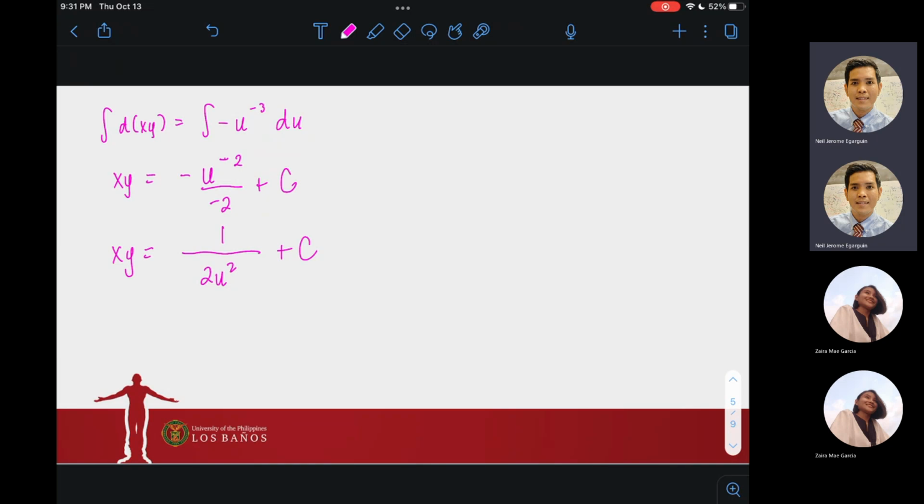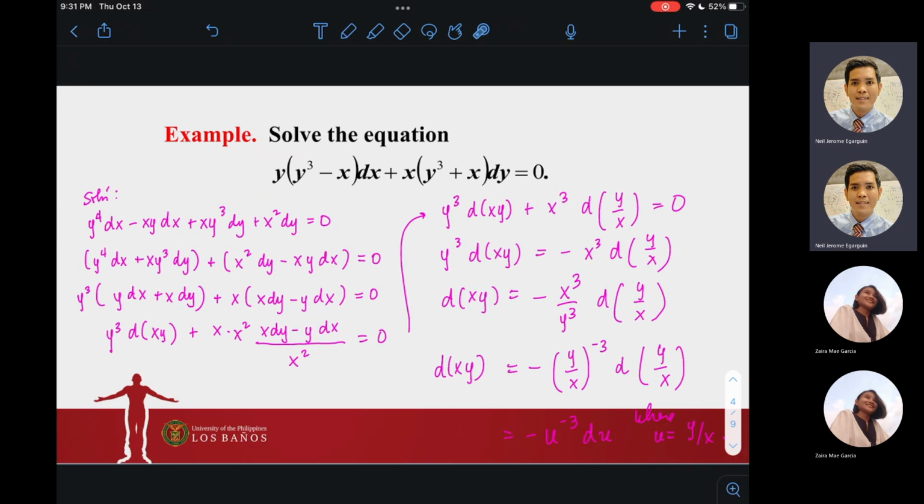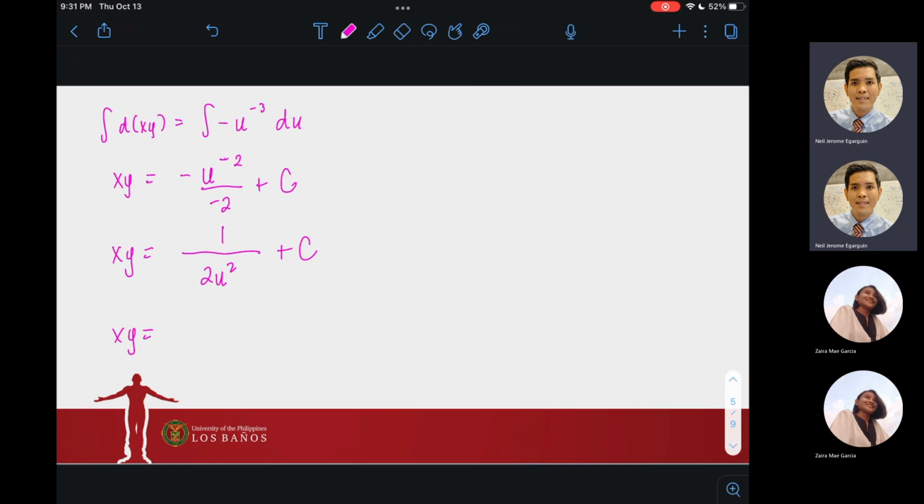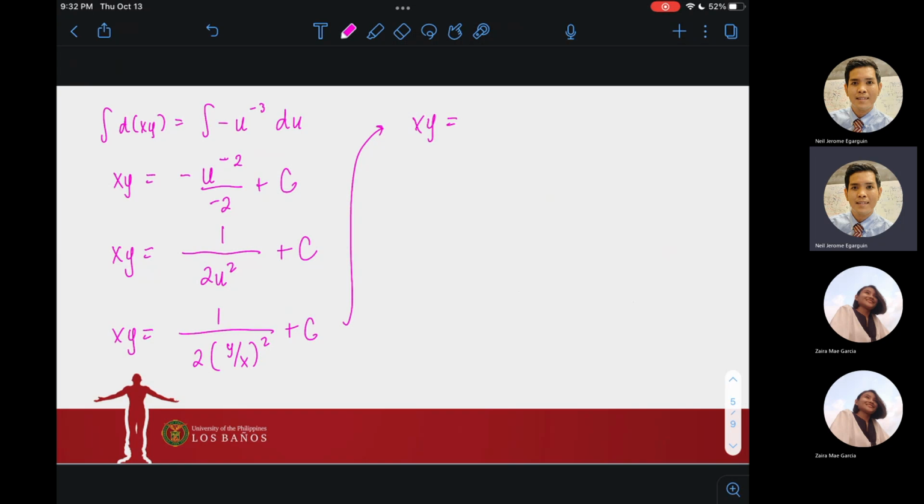Okay? And then we revert to the original variable. Remember, u is just y over x. Si u ay y over x lamang. So, we'll have 2y over x quantity squared plus c. And then simplify further. This will just be xy equals what? X squared over 2y squared plus c.